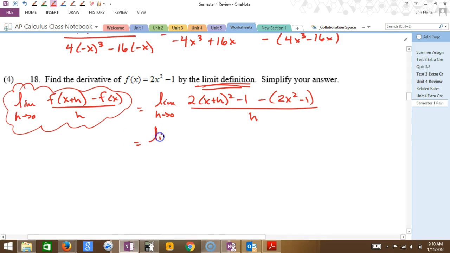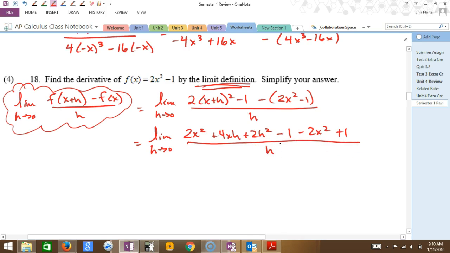All right, so can I go ahead and FOIL and distribute a 2 at the same time? Would that be too crazy? Okay, so you'd have x squared for your first term, so you have 2x squared. The middle term is 2xh, so if I take 2 and multiply by 2xh, that's 4xh. Third term is h squared, so I multiply that by 2, so 2h squared. So then I got that minus 1 at the end. Distribute the negative through, so I have minus 2x squared plus 1, all over h. Okay, so then I'm looking at things that cancel.